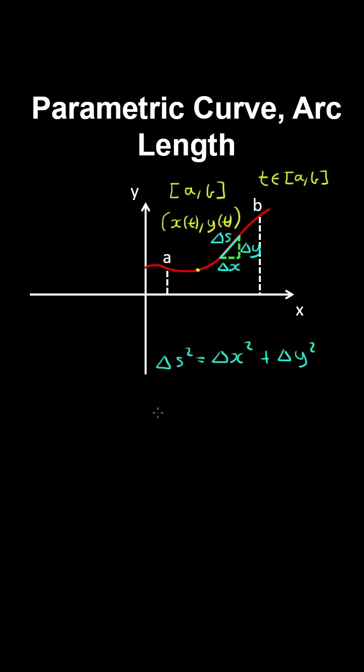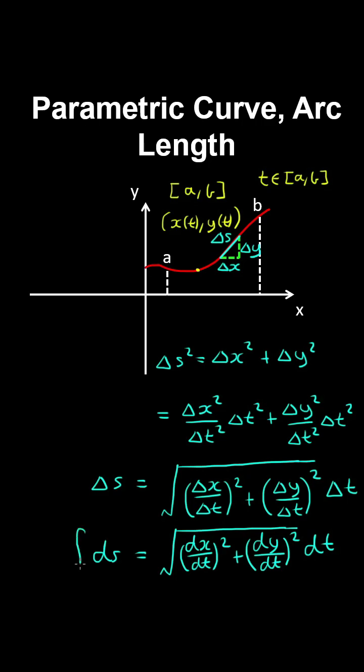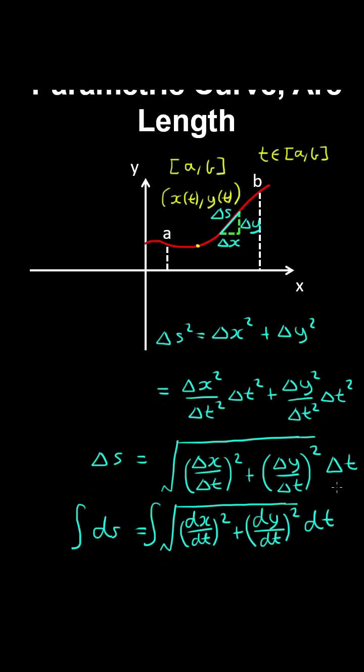And on the right hand side, we can divide by delta t squared and multiply by delta t squared, which doesn't alter the expression. And now we can factor out delta t squared and take the square root of both sides, and in the limit as delta t approaches 0, we integrate both sides of this equation, along the length of the curve on the left hand side, and on the right hand side we integrate with respect to the parameter t.